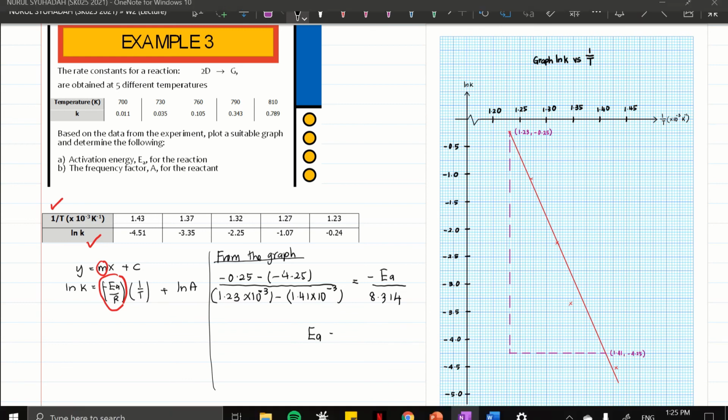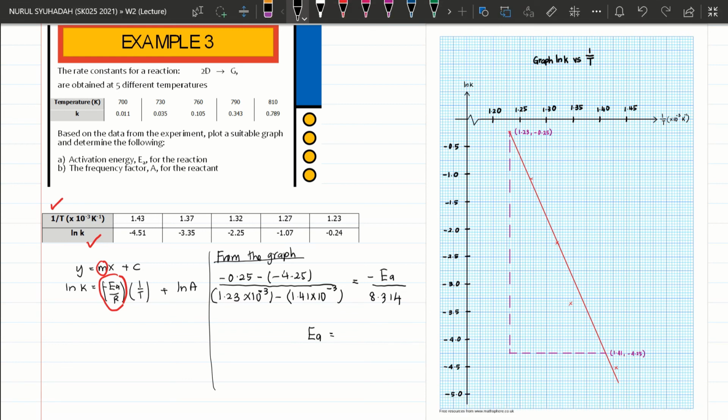Our activation energy is 184,755, and the unit is joule per mole. Activation energy must be in kilojoule per mole, so change it by dividing by 1000. So 184.76 kilojoule per mole. That will be the answer for question A.